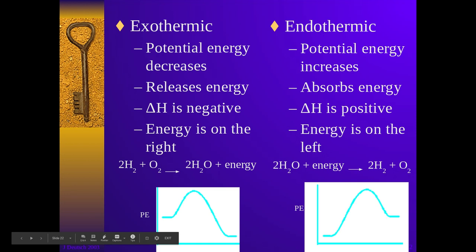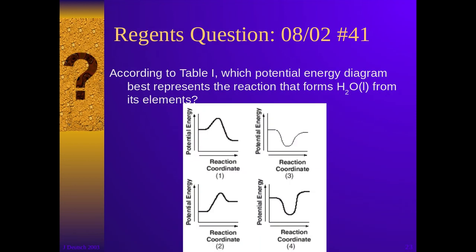Let's see if we can answer this question together. According to table I, which potential energy diagram best represents the reaction that forms water as a liquid from its elements? So you would go to table I and you would look for H2O liquid, and then you would see it being formed as a product, so it should be on the right, from its elements. We know that H2O is formed from hydrogen and oxygen. So you're going to go to table I now, take out that reference table, and you're going to say, okay, is delta H positive or negative?